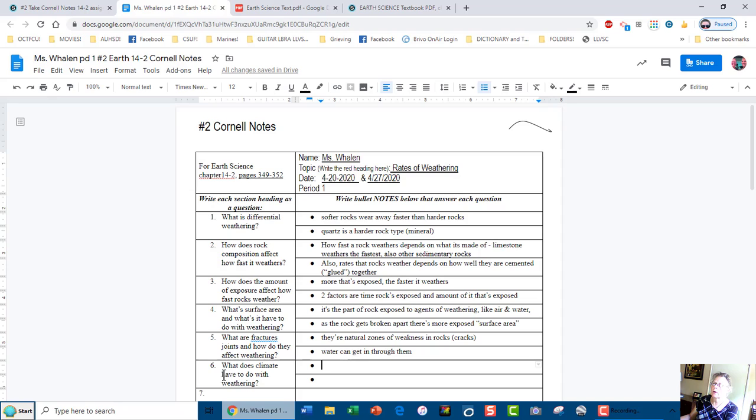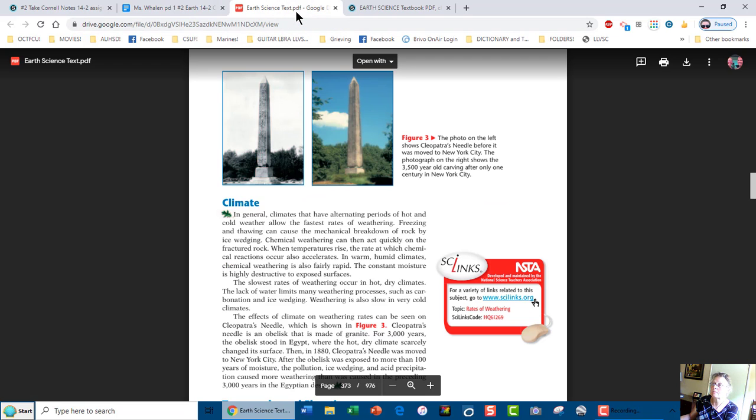I put, what does climate have to do with weathering? Remember, where it's hot and dry, there's less chemical weathering, and water doesn't get in cracks because there isn't any water, very little. So climate does affect how fast it weathers. So if you're in the desert, that's where you can store things that won't dissolve, erode, etc., versus wet or cold climates. Okay, so take a minute and read this part right here.